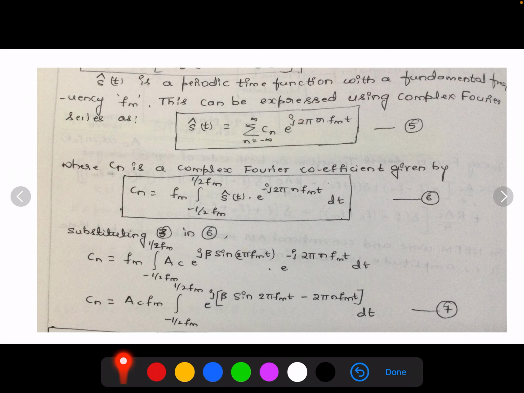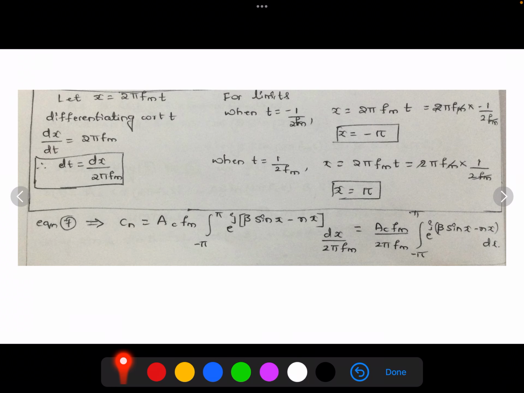What is this Cn? Cn is a complex Fourier coefficient, which is given by Cn is equal to Fm times the integral from minus 1 over 2 Fm to 1 over 2 Fm of S cap of t into e to the power of minus j 2 pi n Fm into t. Substituting S cap of t here, we will get this equation.